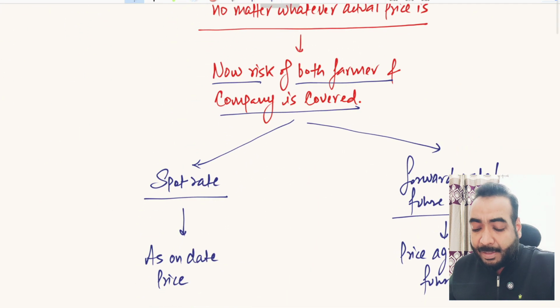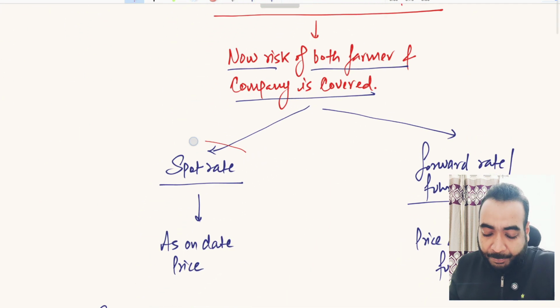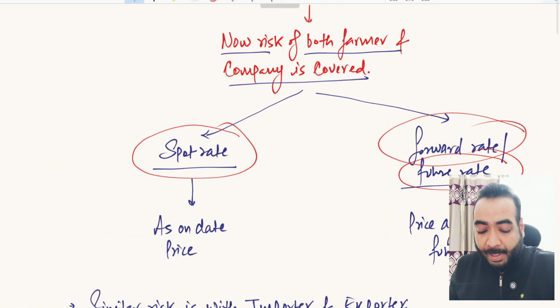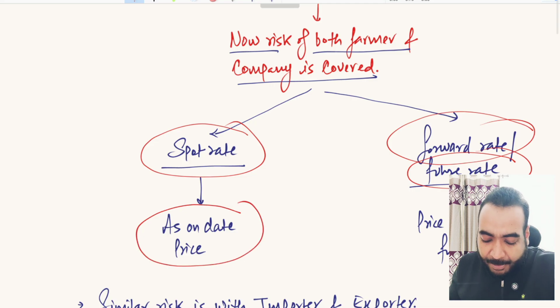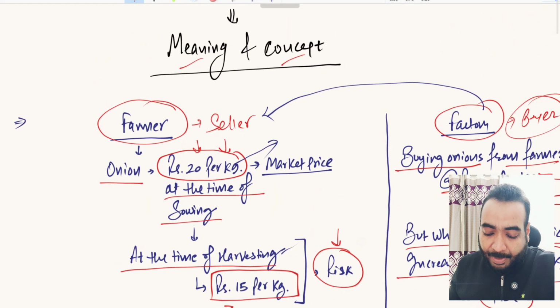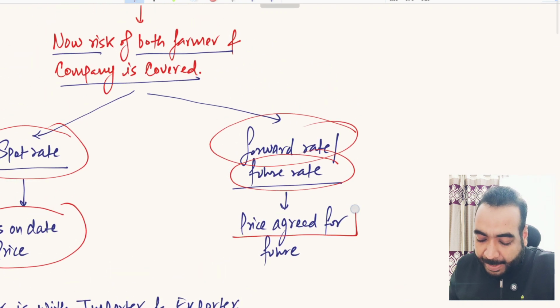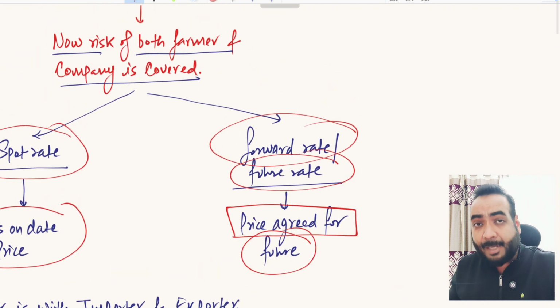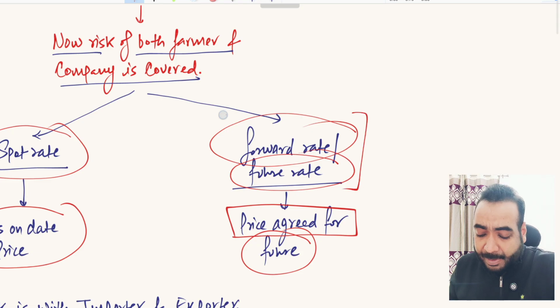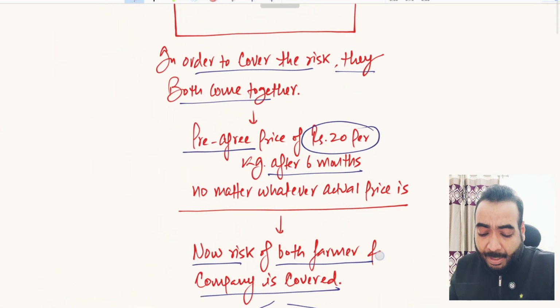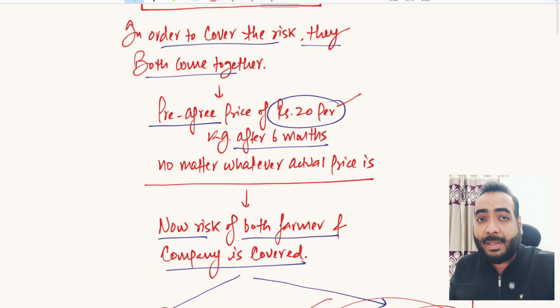So practically this example involves two types of rates. One is the spot rate and one is the forward rate or future rate. Spot rate is the present, as-on-date price of the onion, which is 20 rupees. And the future rate is the price agreed by them after a certain period of time. The price that both of them have agreed they will deal in after 3 months, 6 months, or whatever period they may have decided. So in this example, 20 rupees per kg is the future rate or forward rate that they have decided with each other.